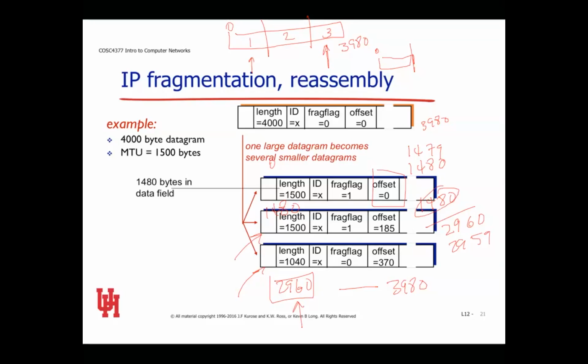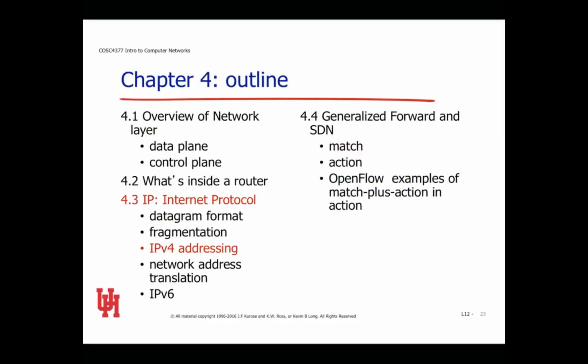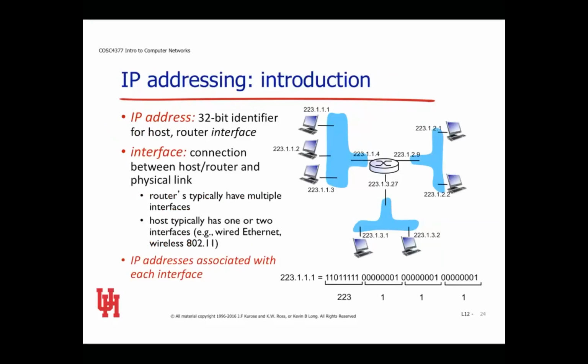1480. So how am I going to do that? Well, I can only number in multiples of 8, so I divide the number by 8. So for this second one, 1480 is the starting point. Dividing it by 8 gets you 185. So this starts with the 0th octet, this starts with the 185th octet, and the last one starts with the 370th octet. Okay, so tons of stuff there on fragmentation.